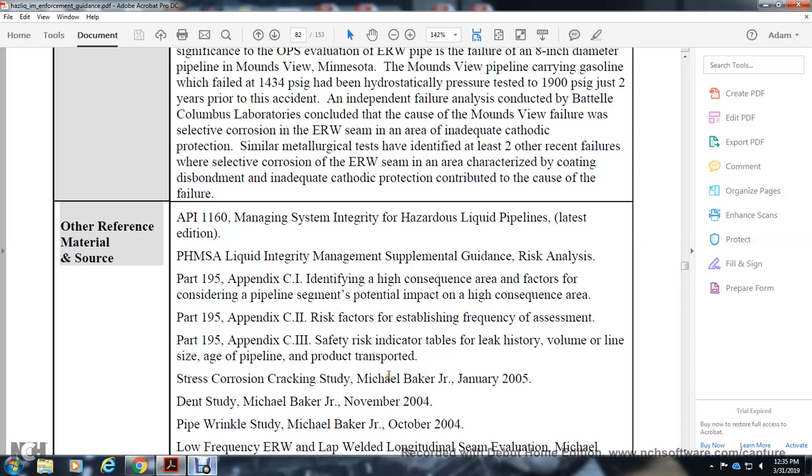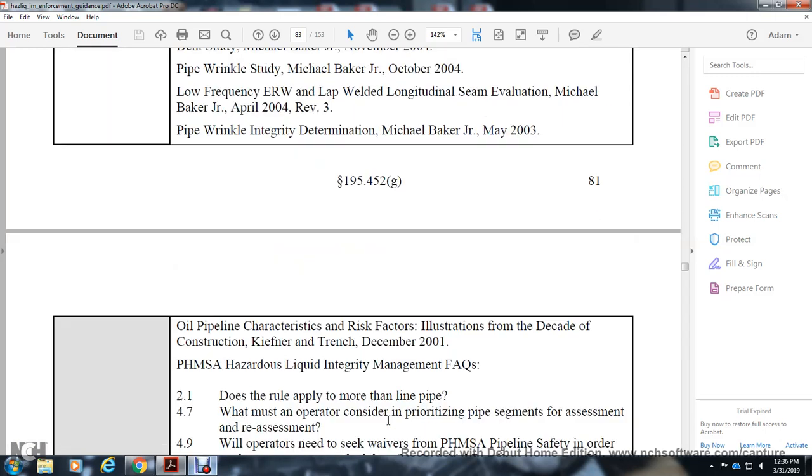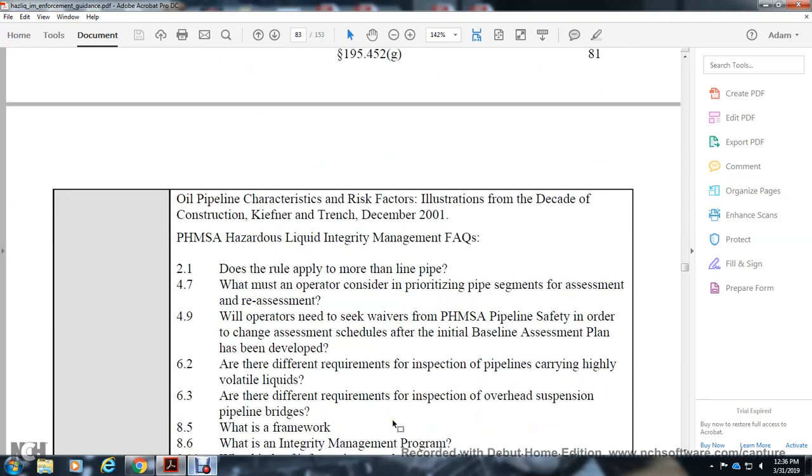Stress corrosion study, Michael J. Baker Jr., January 2005. Dent study, Michael J. Baker Jr., November 2000. Pipe wrinkle study, Michael Baker Jr., 2004. Low frequency ERW and double submerged arc longitudinal seam evaluation, Michael Baker Jr., April 2004. Vision pipe wrinkle integrity determination, Michael Baker Jr., May 2003. Oil pipeline characteristics and risk factors, December 2001.